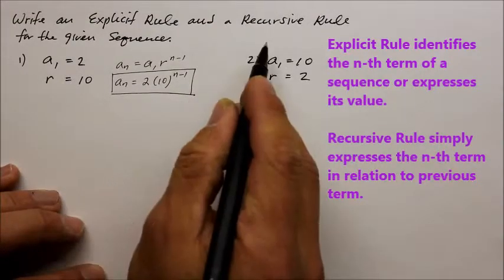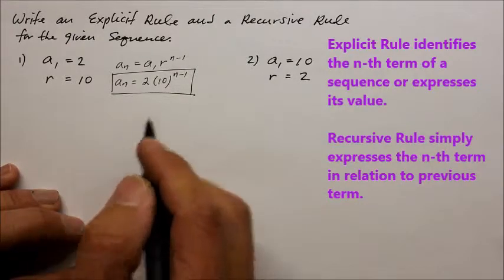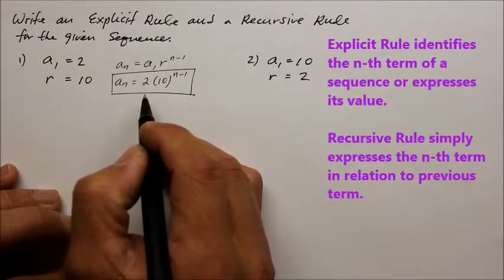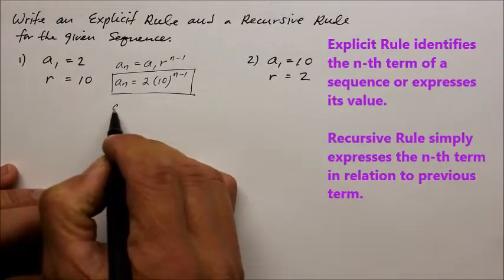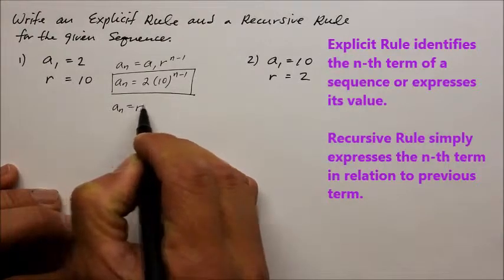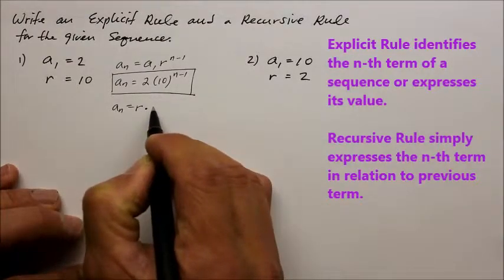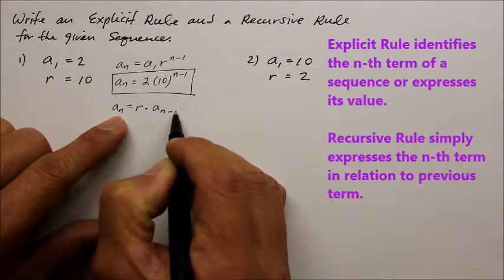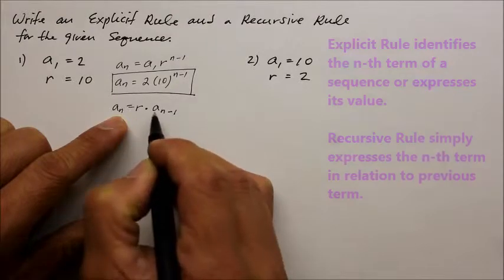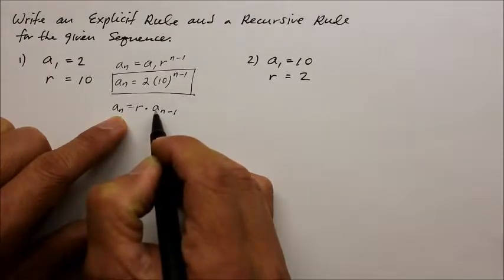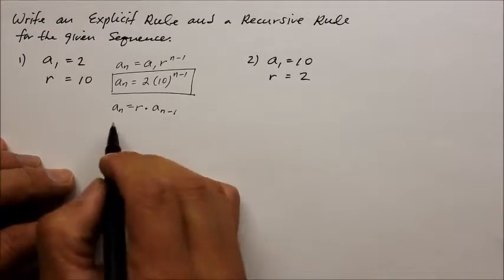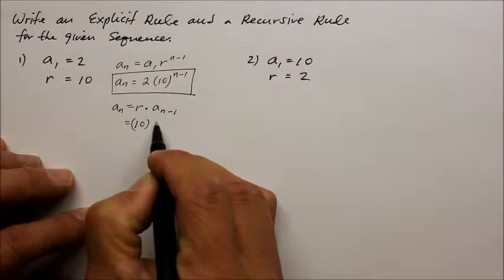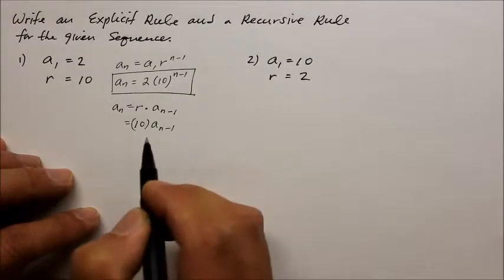But now we have a thing called the recursive rule. And the way that's written is when we multiply the common ratio to the previous term. So in that case, it's given as a sub n is equal to the common ratio times whatever the one before is, a sub n minus 1. And that's the recursive general rule. So given the information, how do we write that? Well, it's simply the common ratio 10 times a sub n minus 1.